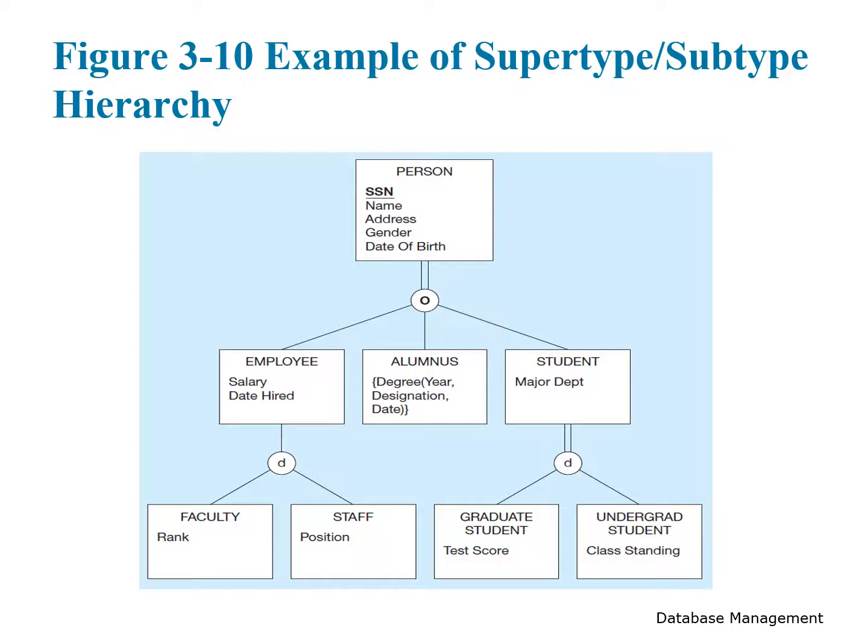Is it possible for an employee to be both faculty and staff? No, because of the disjoint rule, not overlap, on the employee. Is it possible for a staff member to also be a graduate student? Yes, because of the overlap rule on the person. Is it possible for someone to have more than one degree from this university? Yes, because degree is a multivalued attribute.